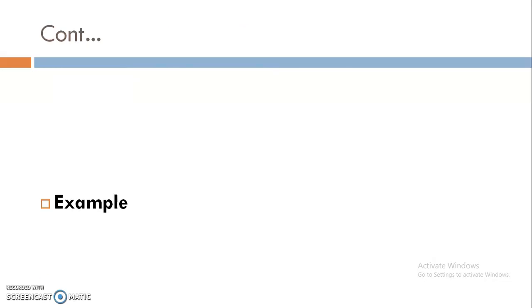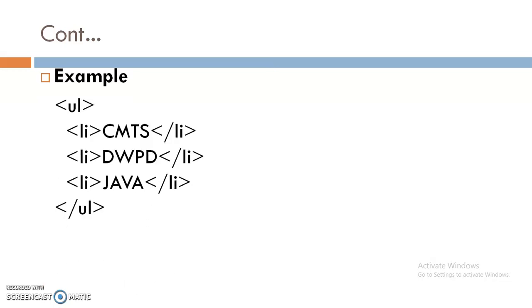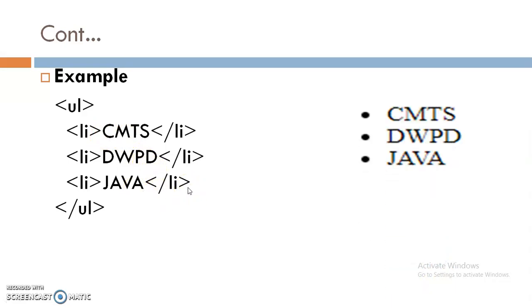Example, first UL and /UL. Between this, I write subject names, CMTS, DWPD and Java. The output of this code is like this. Here, I do not use any type. So, the default is a circle.